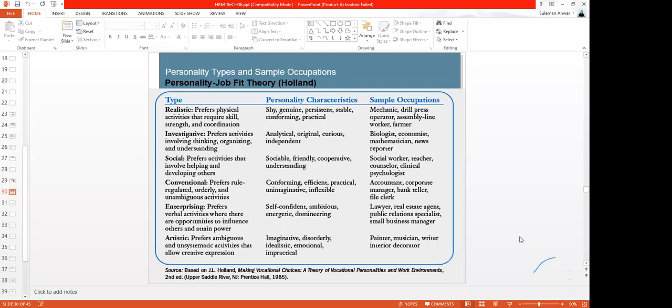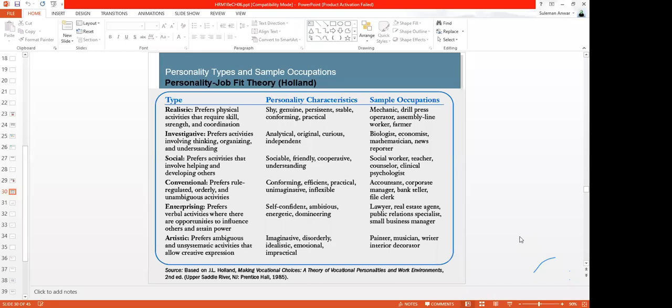Okay. Now, supposedly the category of the personality we have found is social. So social prefers activities that involve helping, and the social would have personality characteristics of sociable, friendly, cooperative, and understanding. And the sample occupations suggested for the social people would be social worker, teacher, counselor, clinical psychologist.